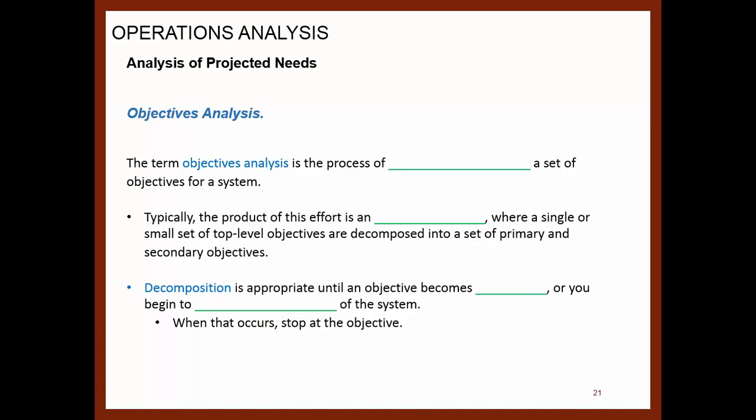In terms of objective analysis, the term objective analysis is the process of developing and refining a set of objectives for a system. Typically, the product of this effort is an objective tree, where a single or small set of top objectives are decomposed into a set of primary and secondary objectives. The decomposition is appropriate until an objective becomes verifiable, or you begin to define functions of the system. When that occurs, stop decomposing the objective.